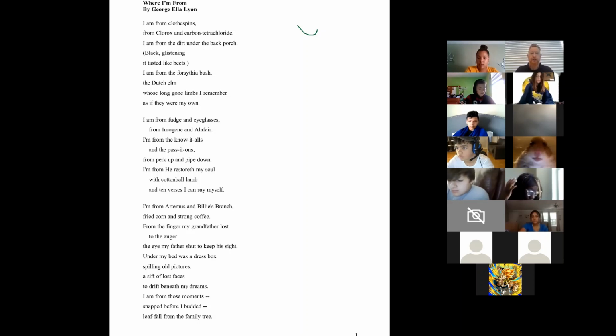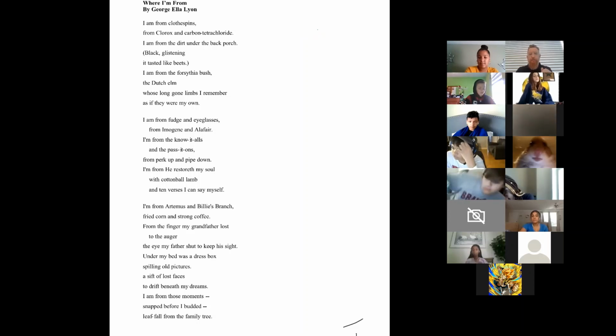As we're looking at this poem today, what I want you to focus on is how the poet, whose name is George Ella Lyon, is talking about her life and where she is from. She does it not in a literal way, like, I was born in this town and raised in this town and I went to this school and this church and this is what I did on my weekends. She speaks in more figurative terms. And as she's speaking figuratively to us, we have to do some level of decoding.